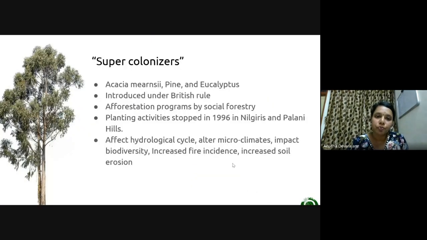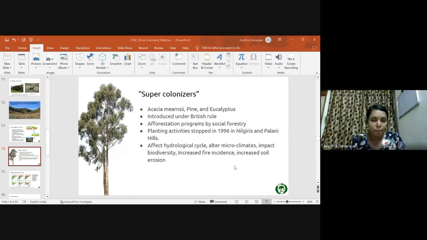So next slide. What is the major threat to this landscape? We can say that it's because of the super colonizers. That is the exotic tree plantations that were established here during the British period, of acacia, pine, and eucalyptus. Like we saw in the previous slides, these exotic trees are capable of expanding into the grasslands compared to the native trees.